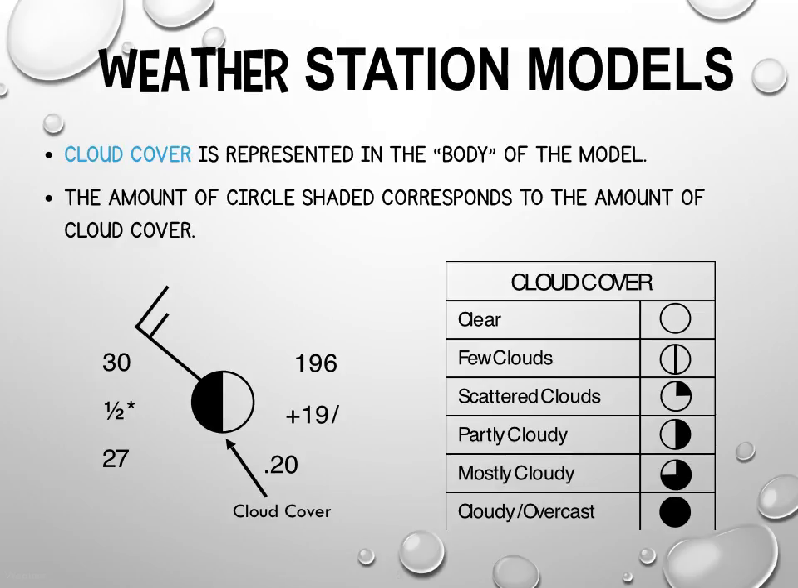Now we're in our table on our notes, and we're filling in what cloud cover is shown by. Cloud cover is represented by the body of the model, that big circle you see in the middle. Depending on how it's shaded, it will show you the amount of cloud coverage you have. We've talked about clear skies, partly cloudy, mostly cloudy, and cloudy or overcast. Depending on how full your circle is will depend on how much cloud coverage you have in the sky. Here we have half a circle, which means that it is partly cloudy.